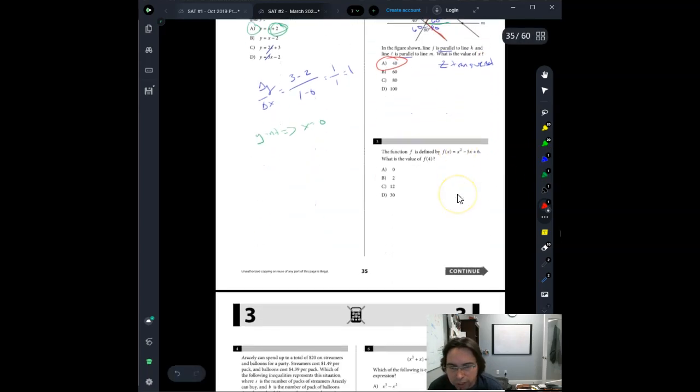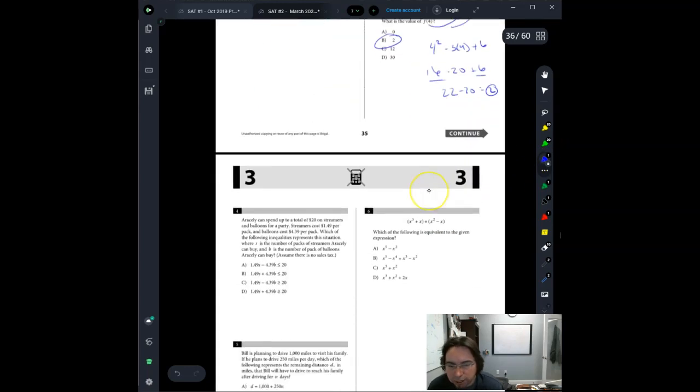Okay, number 3, this is just a function problem. We're just plugging in 4 for x. So we're taking the 4 and plugging it in where x is, right there. So we're going to have 4 squared minus 5 times 4 plus 6. So 16 minus 20 plus 6. So I'm going to add the positive terms together. So it's 22 minus 20, which gives me 2. And so the answer choice is B there.